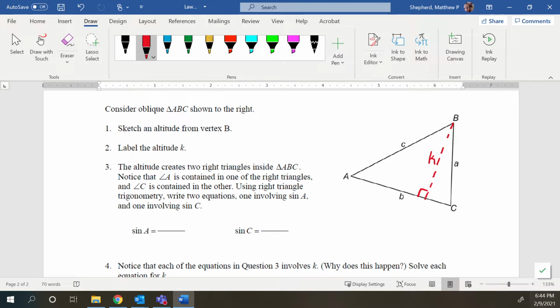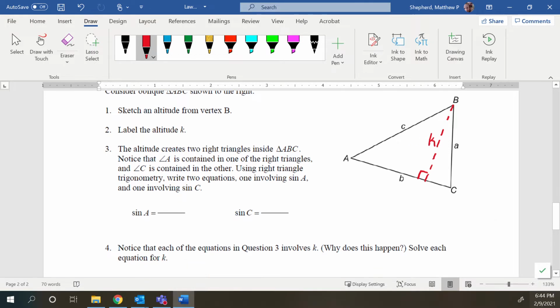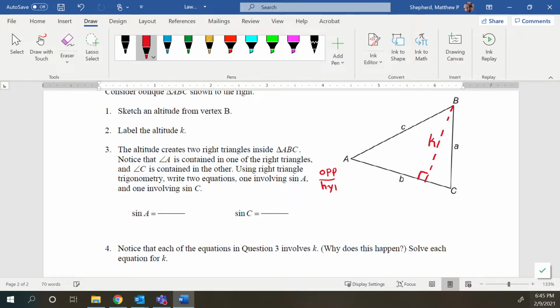Now, using these triangles, I'm going to use sine, which will usually give us the opposite over the hypotenuse on these two angles that we have, angle A and angle C. So if I do sine of angle A, then the opposite of A is going to be K, and the hypotenuse of this triangle on the left would be C. So sine of A should equal K over C.